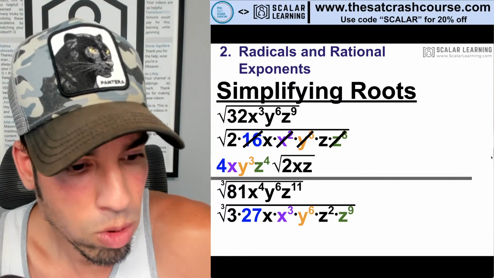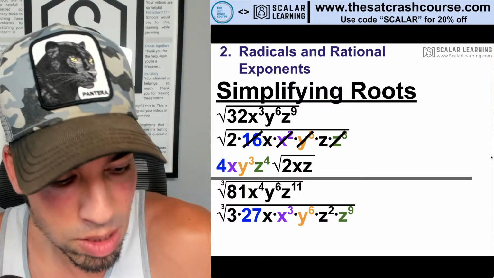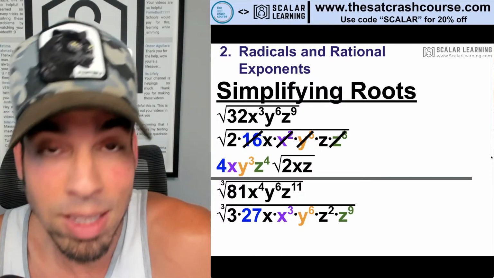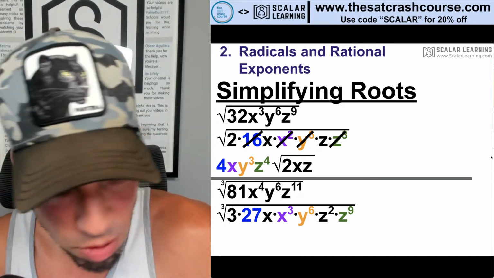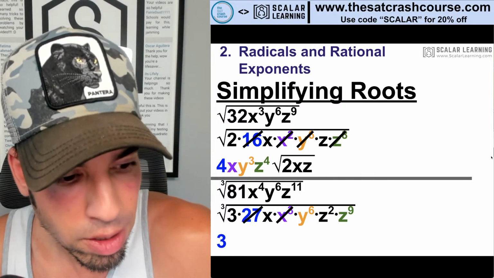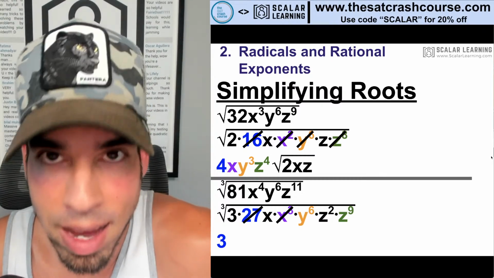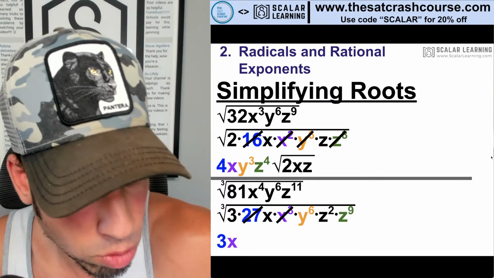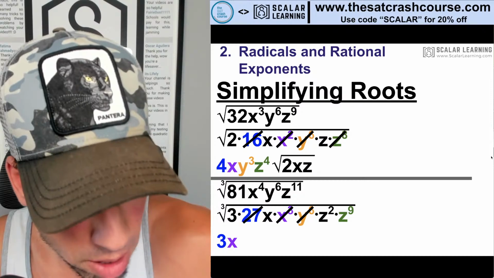Last but not least, for the z to the 11th, we got z squared times z to the 9th. Again, that z to the 9th, 9 is a multiple of 3. It's a perfect cube. Now let's take the cube roots. Cube root of 27 is 3. Cube root of x cubed is x, because x times x times x is x cubed. Cube root of y to the sixth is y squared.